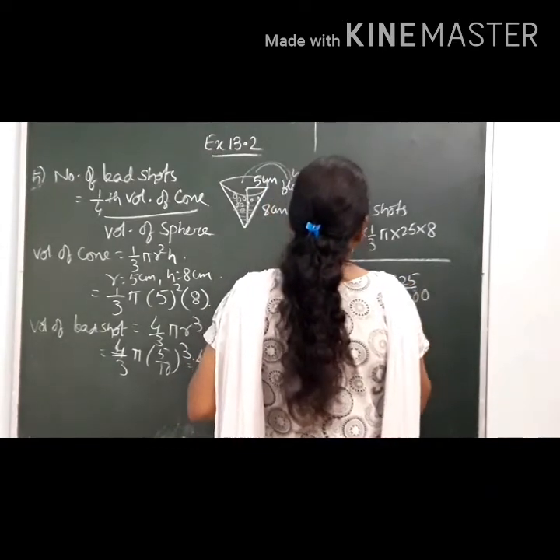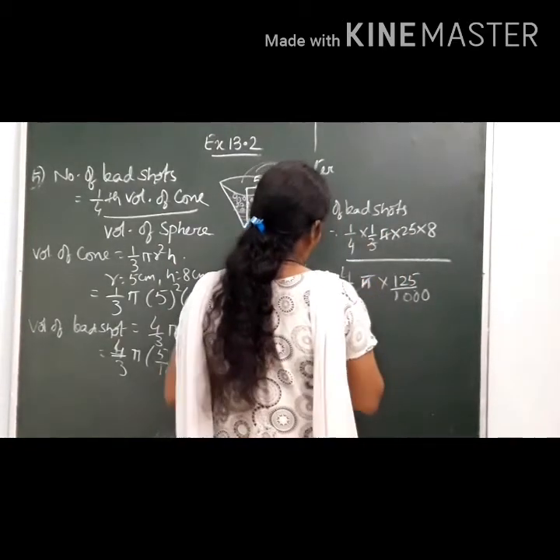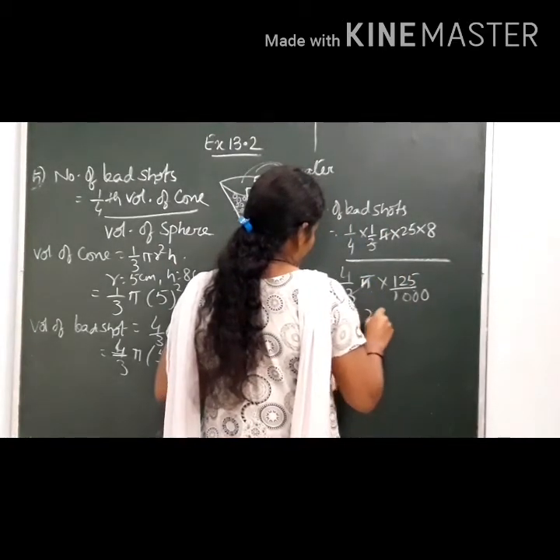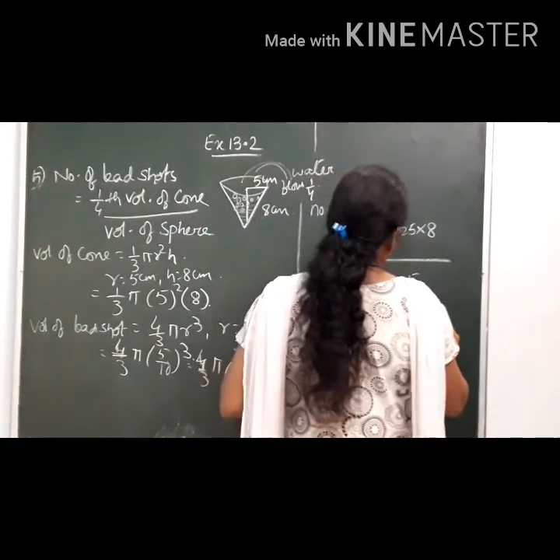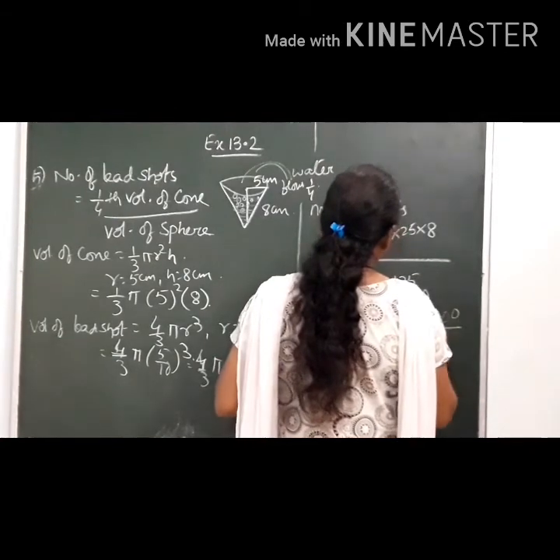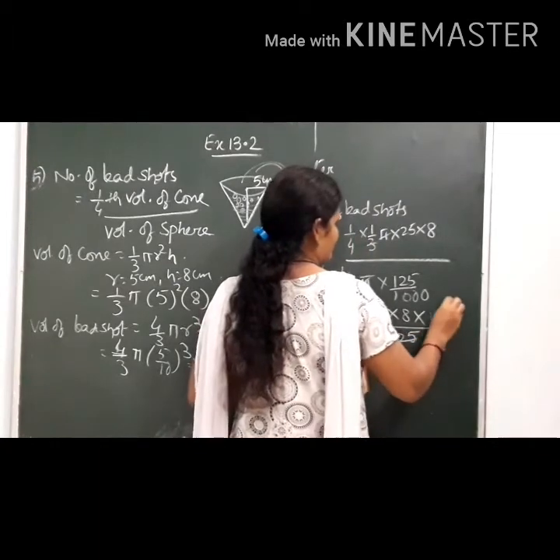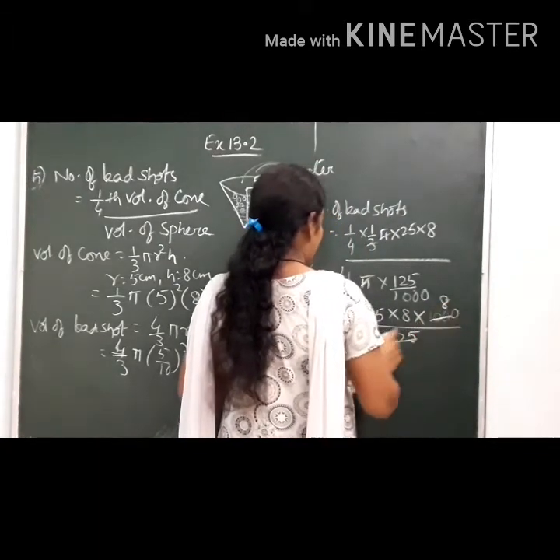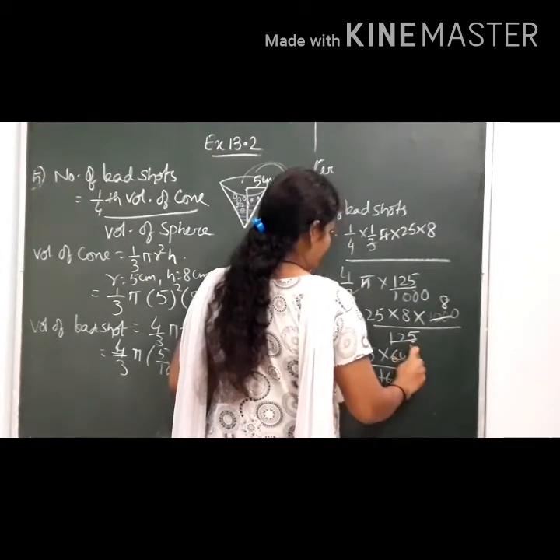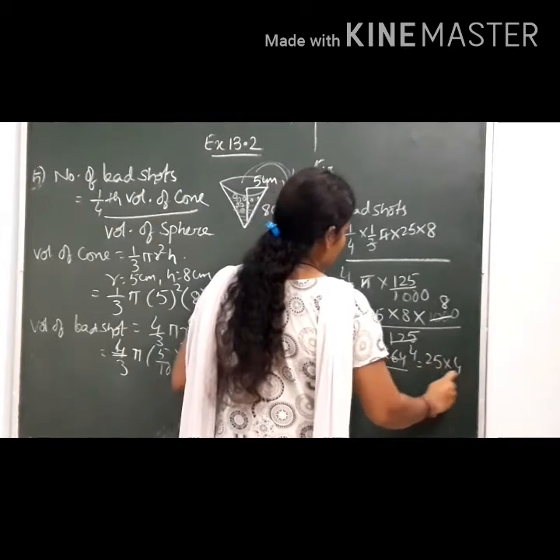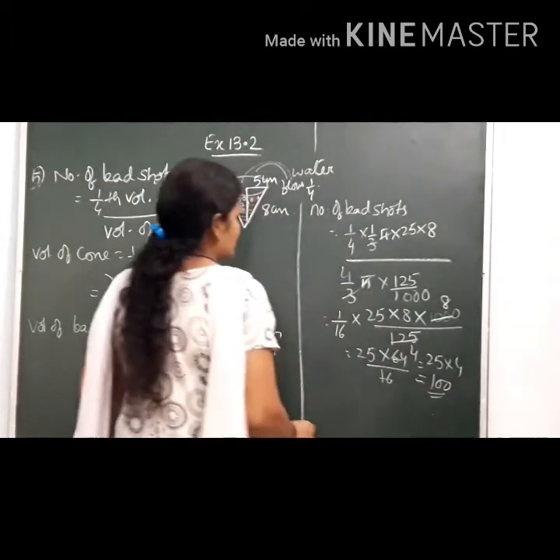125/1000. So here 3 cancelled, pi cancelled, 1/4 becomes 1/16, into 25 into 8, and this 1000 will go to the upside, upon 125. 125 times 8 is 1000, 8 times 8 is 64. So 25 into 64/16. 16 times 4 is 64, so 25 into 4, that is 100. So how many lead shots are there? This is the answer.